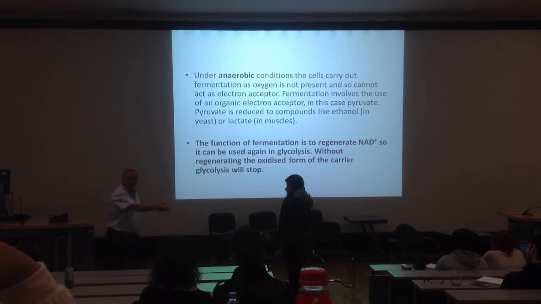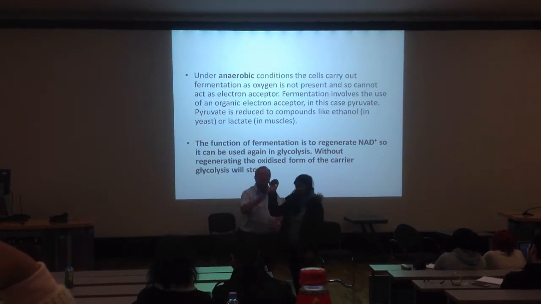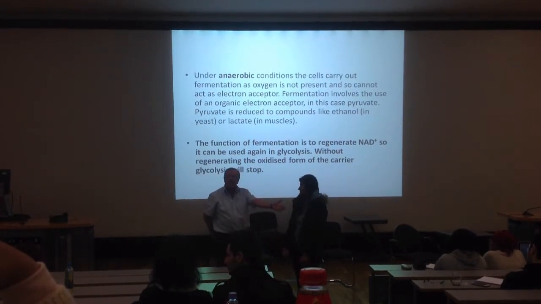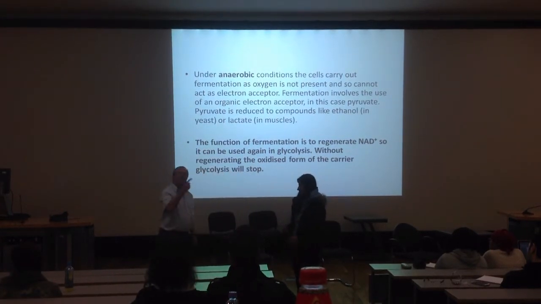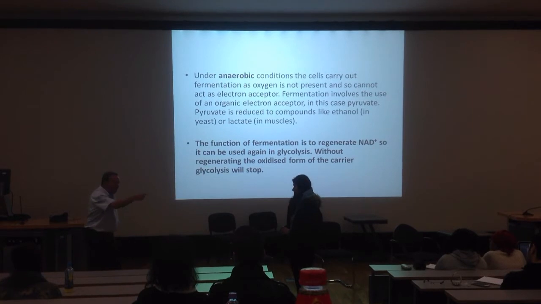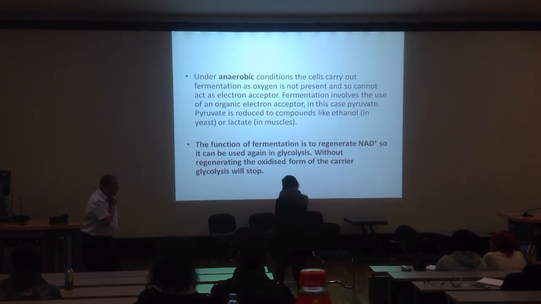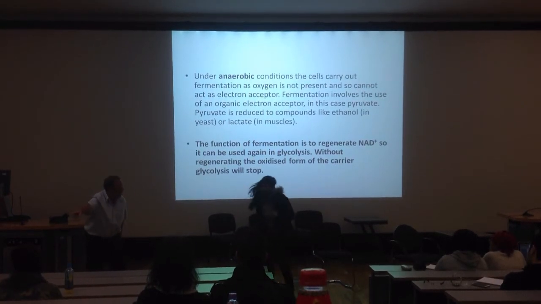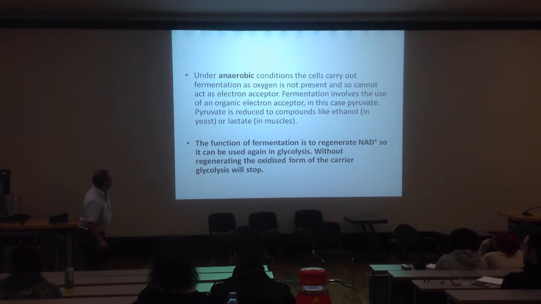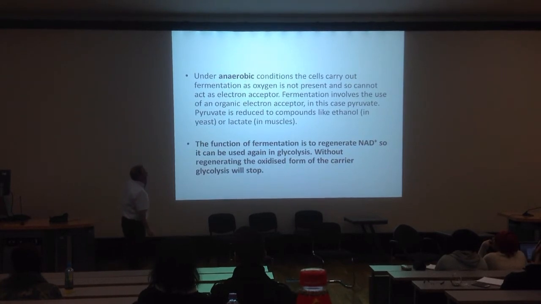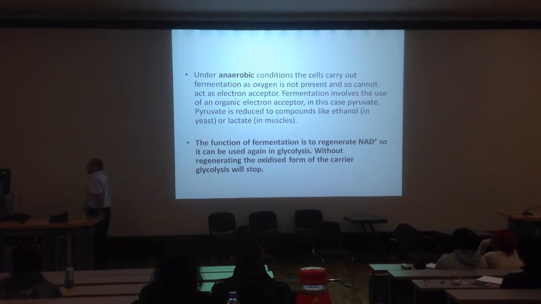Okay? So now we've got NADH with the electrons. We need to make that NAD, the oxidized form. So what you want to do is add the electrons to pyruvate, and then run away quickly because we've now got the NAD, the oxidized form, which is what we want. So things like ethanol in yeast or lactate in muscles.